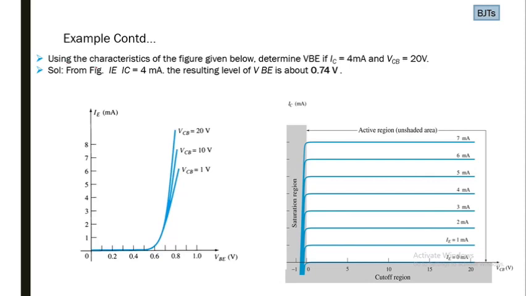Part C says, using the characteristics of the figure given below, these are input characteristics of common base configuration, determine VBE if IC is equal to 4 milliampere and VCB is equal to 2 volt. Now from output characteristics we have VCB equal to 20 volt and IE equal to 4. This means we have IE equal to IC, that is equal to 4 milliampere.